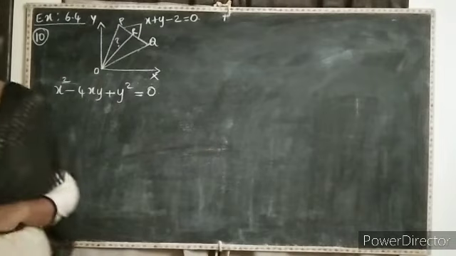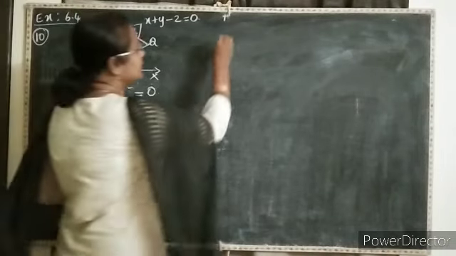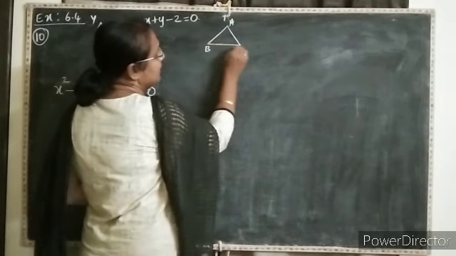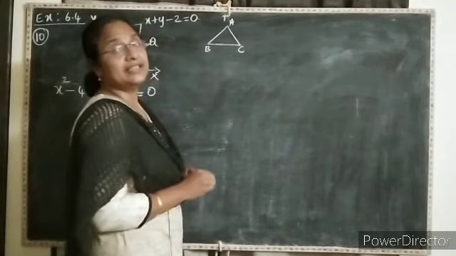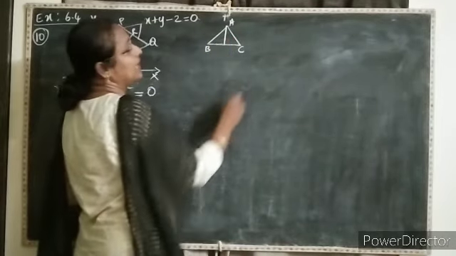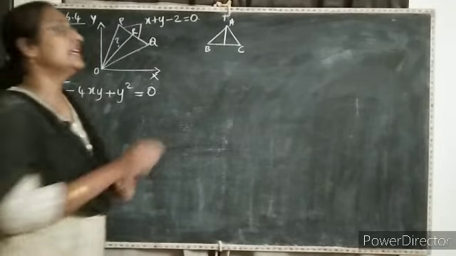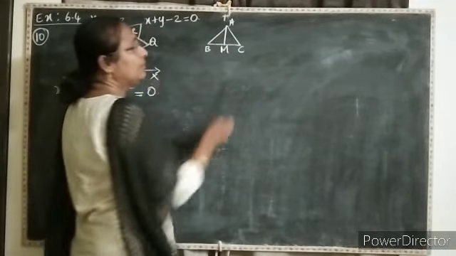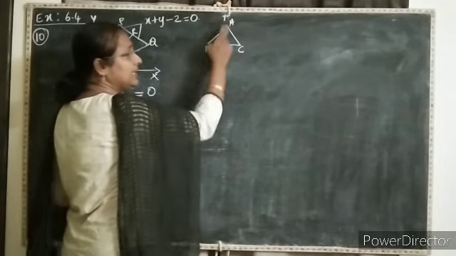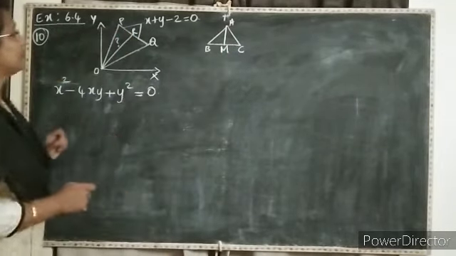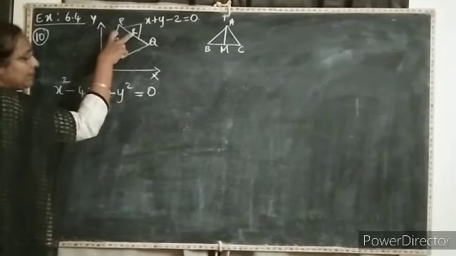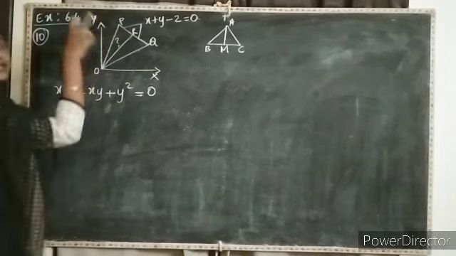You know what is meant by median, isn't it? In a triangle, let's consider it as ABC, the line drawn from the vertex towards the midpoint of the opposite side of the triangle is said to be the median of the triangle. So AM becomes the median of the triangle ABC. Now in this triangle OPQ, OR becomes the median of this triangle.